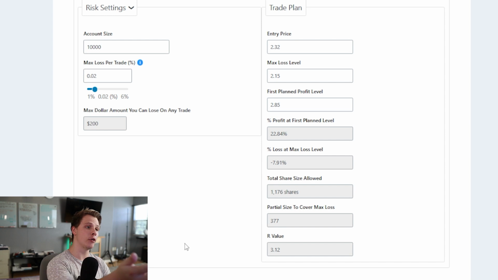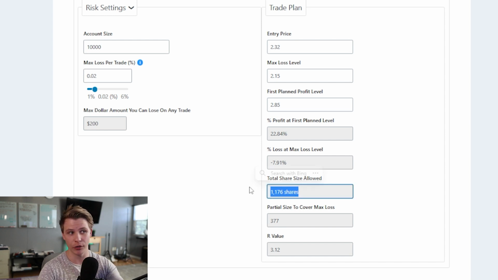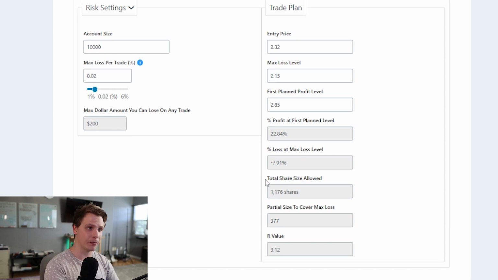And it goes a step further because it tells us that the most shares we can use is 1,176 shares. So this means that if you buy that many shares at 232, and it stops you at your max loss, the most you'll lose is $200. But it even goes a step further than that because it also tells you how many shares you should sell if you want to cover or make your max loss back at the first target.